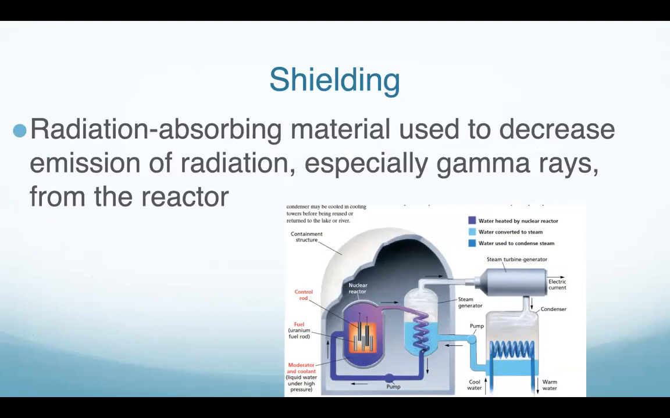So for the shielding, it's a radiation absorbing material that's used to decrease the emission of radiation, especially gamma rays from the reactor. Of course, the biggest concern that people always have when it comes to nuclear power is because everyone's afraid of radiation, mostly because of the weapons that we have made, like the atomic bombs. And of course, you had Chernobyl in the mid 80s. And so people in general are very afraid of the effects of radiation, but that's what the shielding is for.